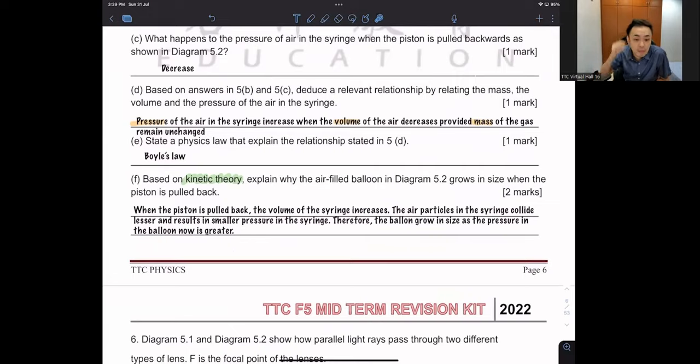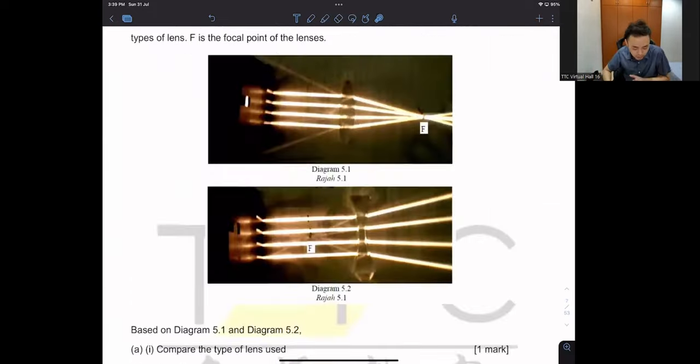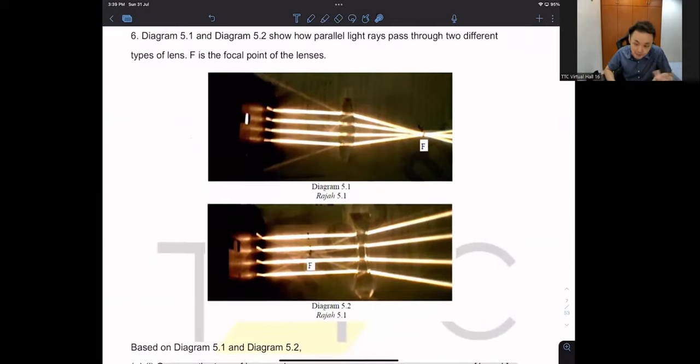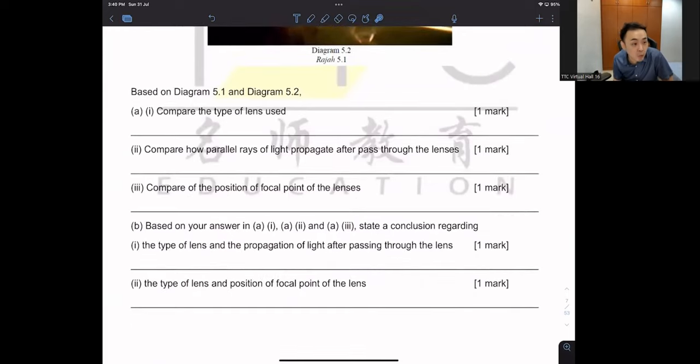Done? Next, Number 6. Diagrams 5.1 and 5.2 show how parallel light rays are affected by the type of lens. F is the focal point of the lens. I know your diagram is a bit dark, so you can look at mine. What we have here is light rays passing through the lens, and they are focused. In this one, the light rays go through the lens and they separate. Okay, 5.1, 5.2, compare the type of lens used. This is the one I mentioned, right?